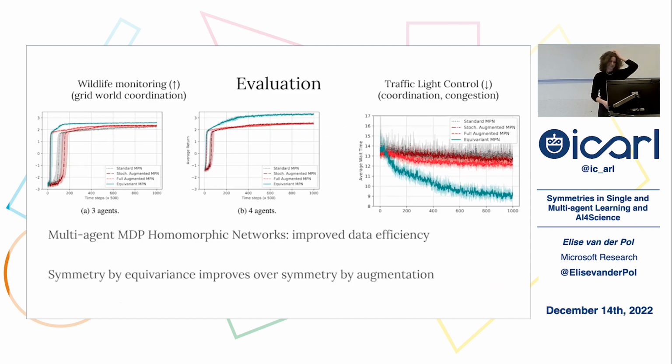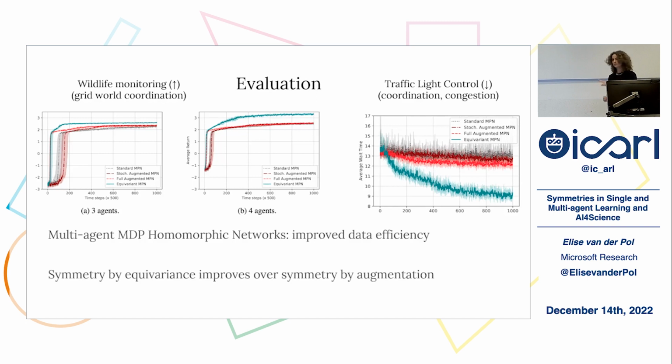So for evaluation, we look at these 2 problems. In the wildlife monitoring setting, higher is better. That's just the average return on the y-axis. And again, the green is the equivariant or MDP homomorphic network. In this case, the red networks are actually a message passing network that's data augmented. And the gray network is just a standard message passing network. So we did give the baselines the graph structure of the problem, right? We're not giving it just a completely stupid MLP or something.